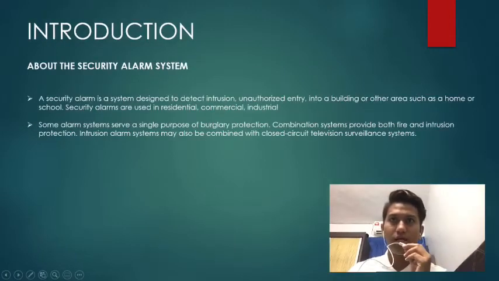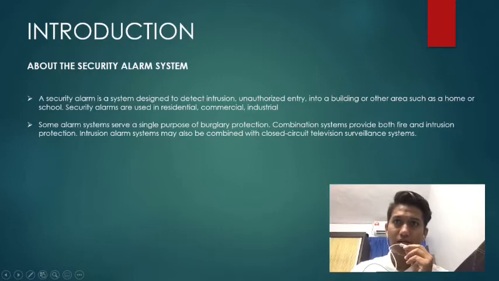About the security alarm system, a security system is designed to detect intrusion, unauthorized entry into a building or other areas such as home or school. Security alarms are used in residential, commercial, and industrial places. Some alarm systems serve a single protection. Combination systems provide both fire and intrusion protection. Intrusion alarm systems may also be combined with closed-circuit television surveillance systems, also known as CCTV.